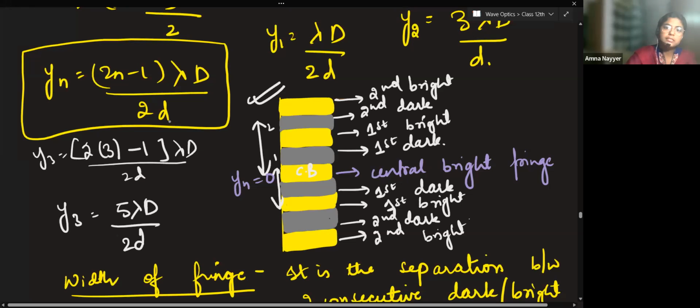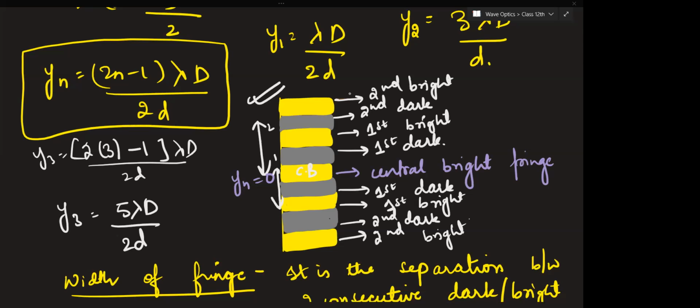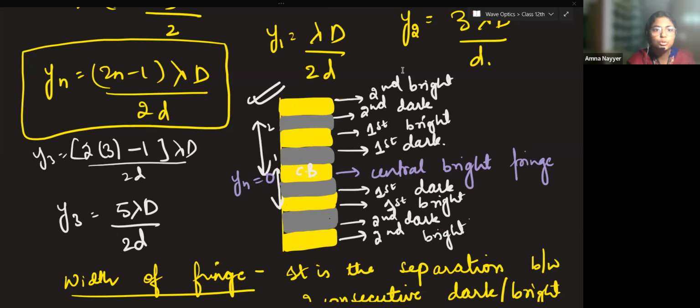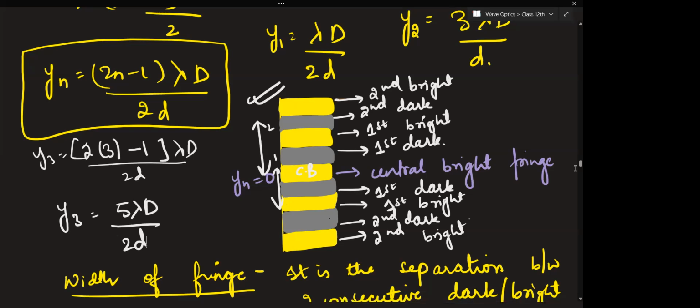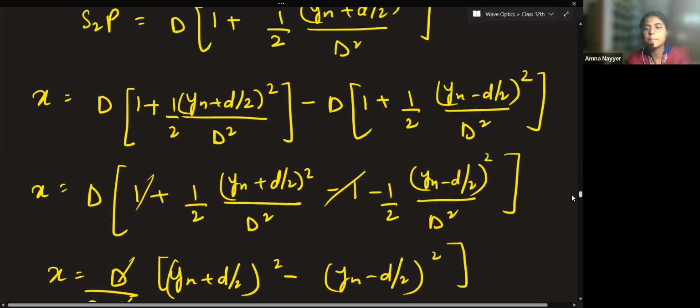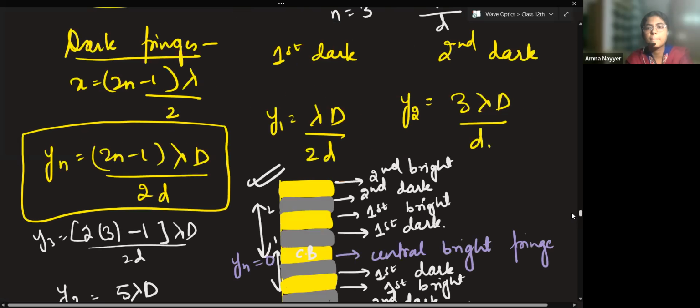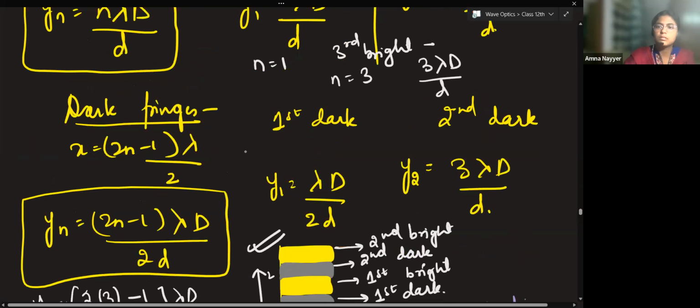Now is it clear? Hamza, clear to you? Any doubts here? Yes, Fatima. y2 should be equal to 3 lambda D by 2d, right? Y2 in this dark fringe. Yeah, so it's 3 lambda D by 2 only. I've written it. So 3 here, see, 3.